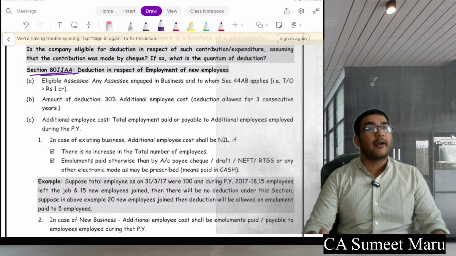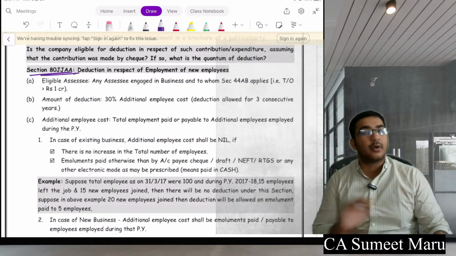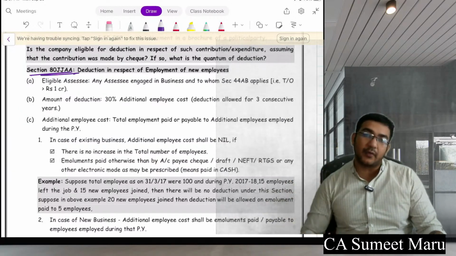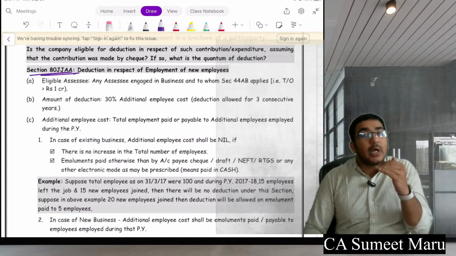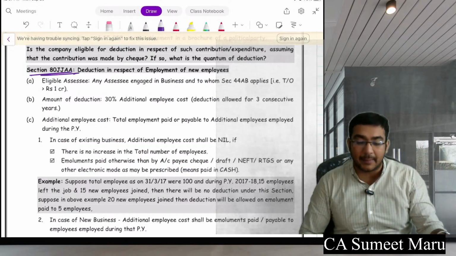Say for example, last year I had 100 employees, 20 gone and 20 came, no deduction. Say 20 gone and 40 came, I will get deduction for 20. Say 20 gone and 100 came, I will get deduction for 80. So on aggregate, by what number you are increasing employees, upon that this deduction is applicable for you.